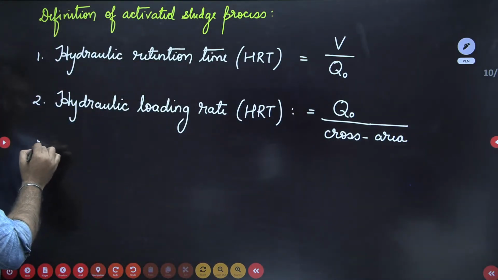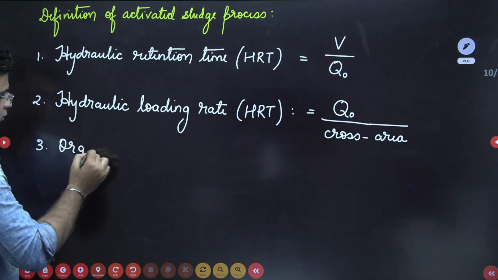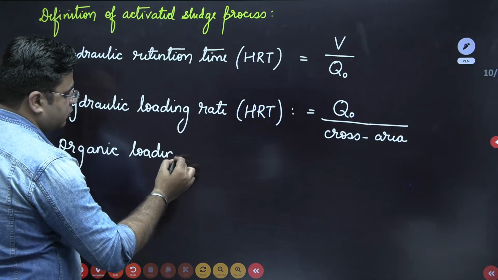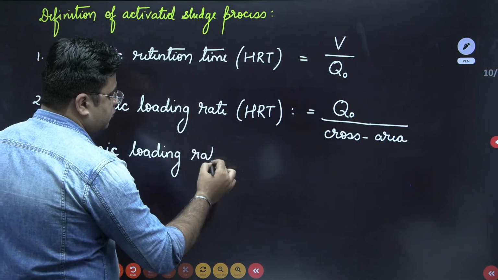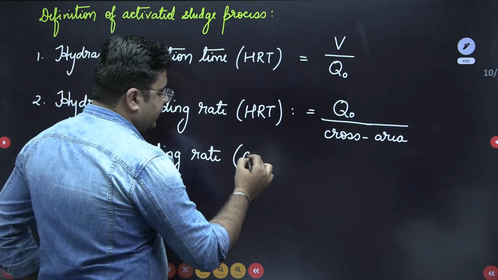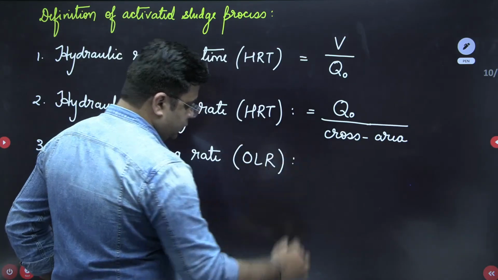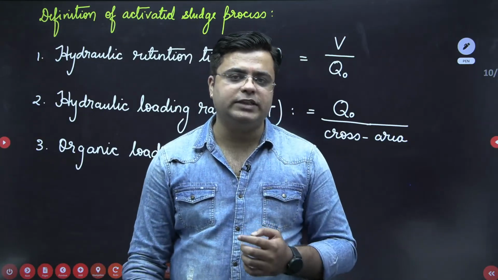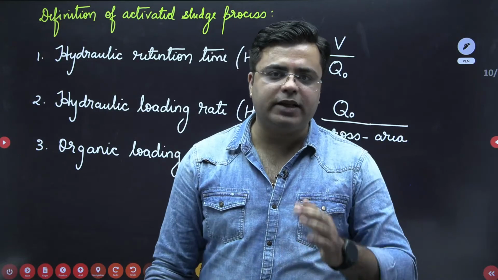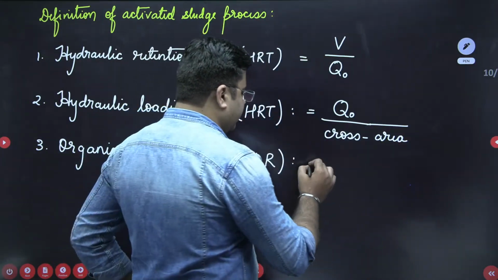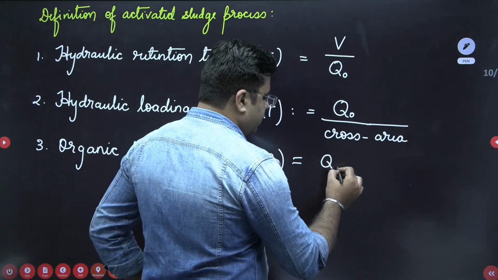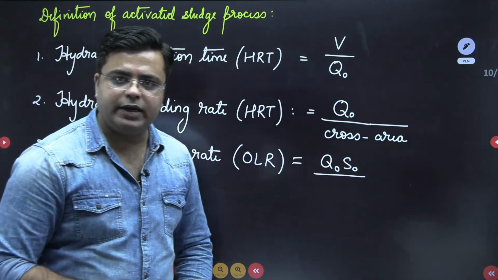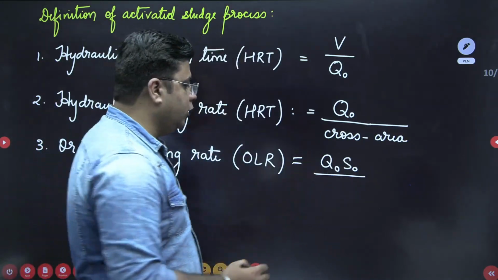Third one is your organic loading rate. Organic loading rate is the amount of organic matter present in unit volume of the aeration tank. So the total amount of organic matter entering into the aeration tank is Q naught into S naught. This is the total amount of organic matter entering into the aeration tank divided by the volume of the aeration tank.